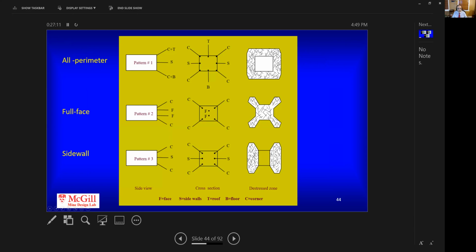So the first thought was to examine different ways of preconditioning the face. The first one, we call it the all perimeter, without putting any holes in the middle. The second one is full face, as per the Canadian practice, because the middle ones will be assumed to fracture the full face, plus the 4 corners. And the third one is called a sidewall, whereby we have 6 holes, 3 on each sidewall.